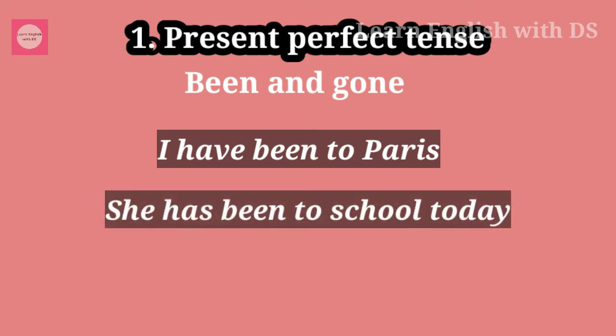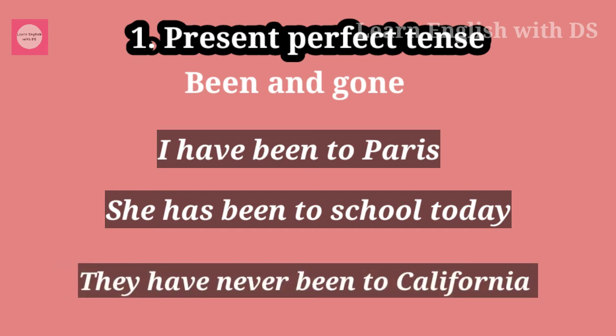She has been to school today. Now she is back at home. They have never been to California. It means they have never visited California.